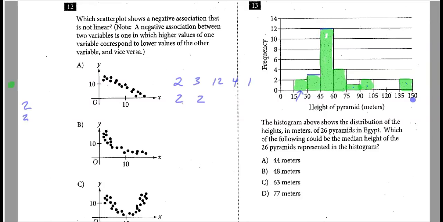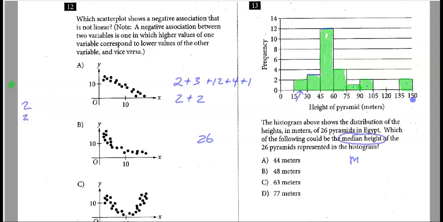So basically, hopefully this adds up to 26. You know, and I add all these together. Hopefully I have 26 pyramids. 5, 17, 21, 22, 23. Yep, 26. Now, the key to this one is, it says, what about the median height?